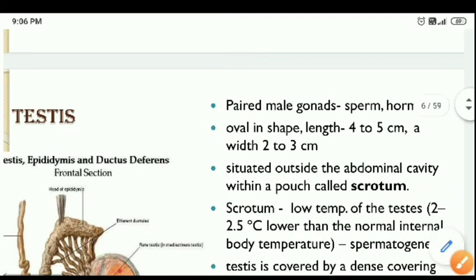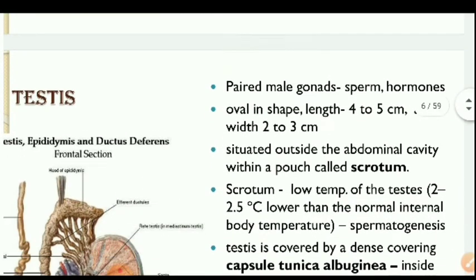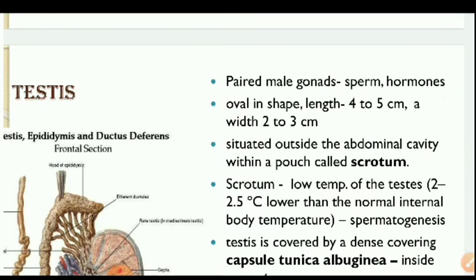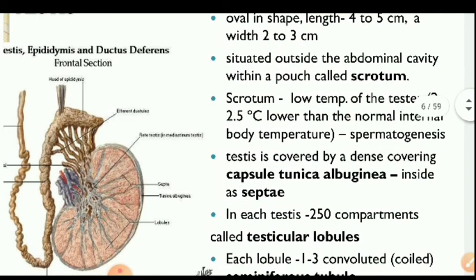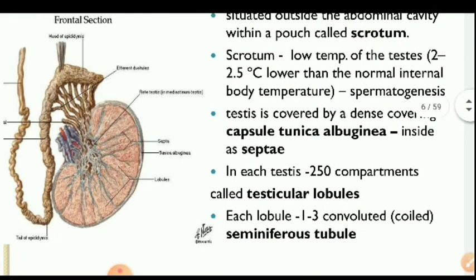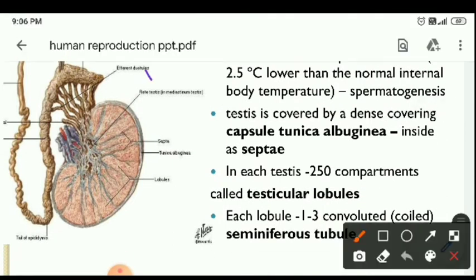The testes are a pair of male gonads that produce sperm and hormones. They are oval in shape, with a length of 4 to 5 centimeters and a width of 2 to 3 centimeters. Where are they located? They are situated outside the abdominal cavity in a pouch-like structure, the scrotum. Inside the scrotum, the testis is present.